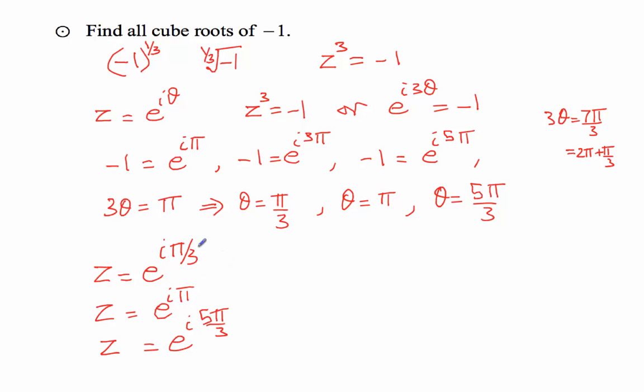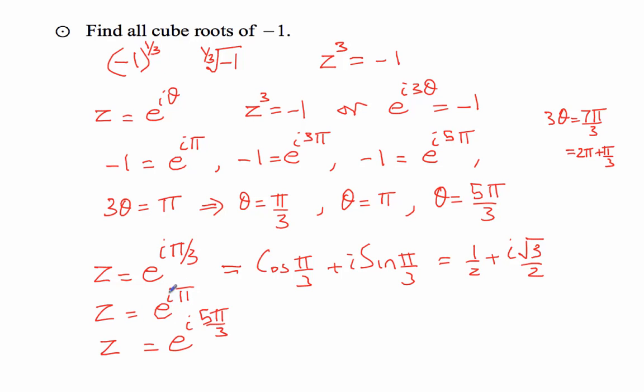Now, each of these you could write out as cosine of pi by 3 plus i sine pi by 3, and that is, as you recall, half plus i into square root of 3 over 2.